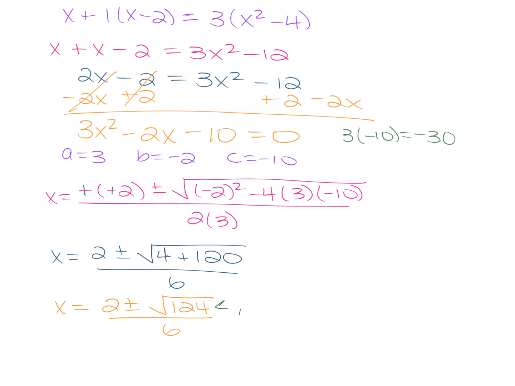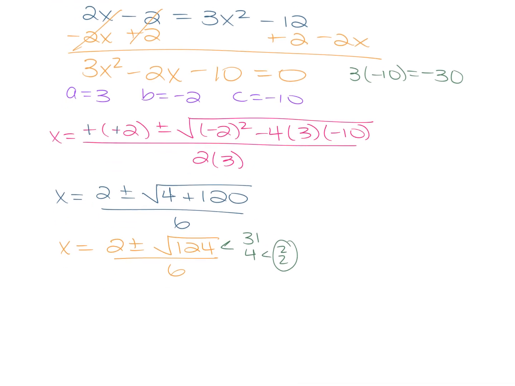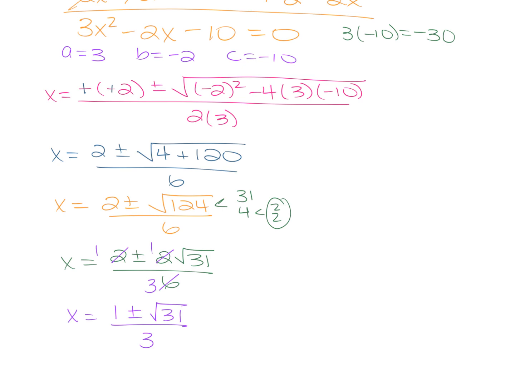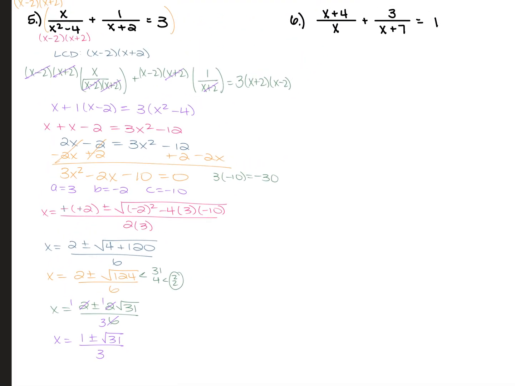That 124 is divisible by 4 and 31. 4 is 2 and 2. Your two 2's pair up, so that gives you 2 plus or minus 2 square root 31 all over 6. Your 2, square root 31, and 6 are all divisible by 2. So this turns into 1 plus or minus the square root of 31 all over 3. That is neither the 2 nor the negative 2 that you would have seen from the very beginning, that your least common denominator tells you what x can't equal. So that is your solution.